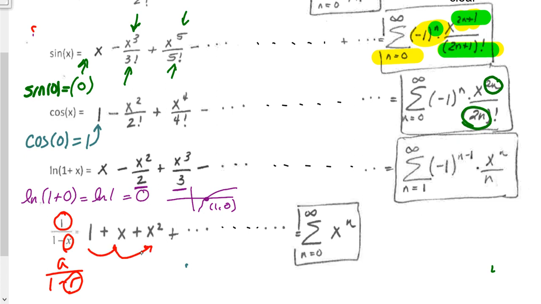Which is why the signs don't alternate. There's nothing else with factorials. Just think about it that way. It's a little bit different than how I think of the other ones, okay? So those should be all things that you have.